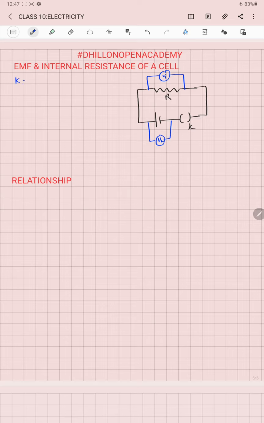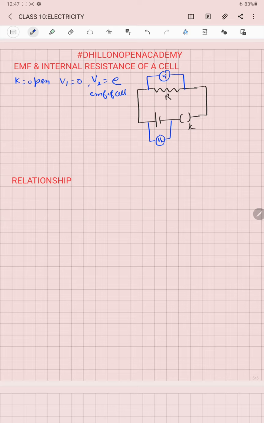Now, when the key is open, the current flowing through the circuit is 0. The value of V1 will be equal to 0 because I through R is equal to 0. In this case, the value of V2 will not be equal to 0, but non-zero, because it will tell us the potential difference across the terminals of the cell. We take this value as, suppose, the letter E, which we call the EMF of the cell. Here E is the EMF of the cell, the electromotive force of the cell.